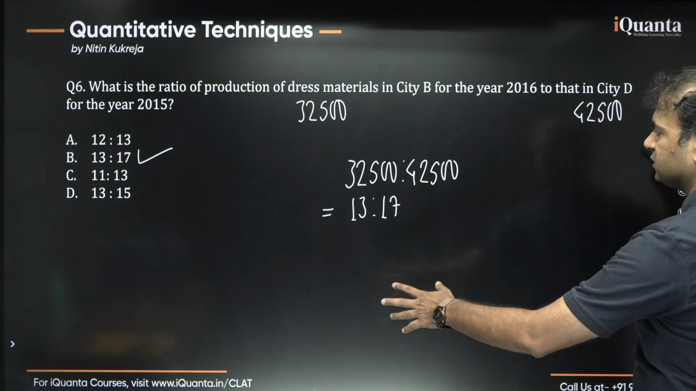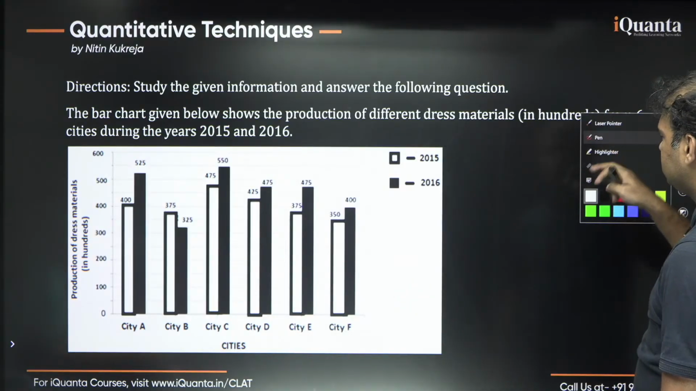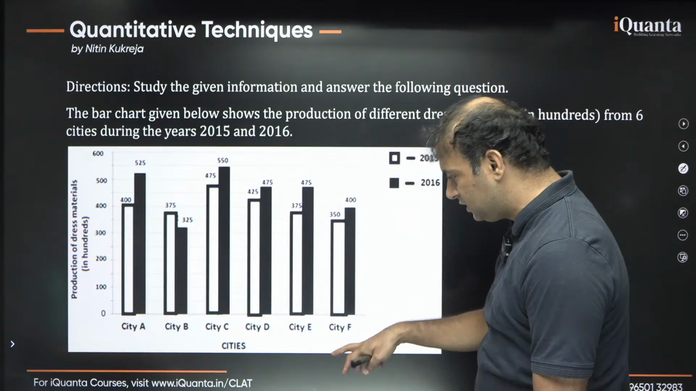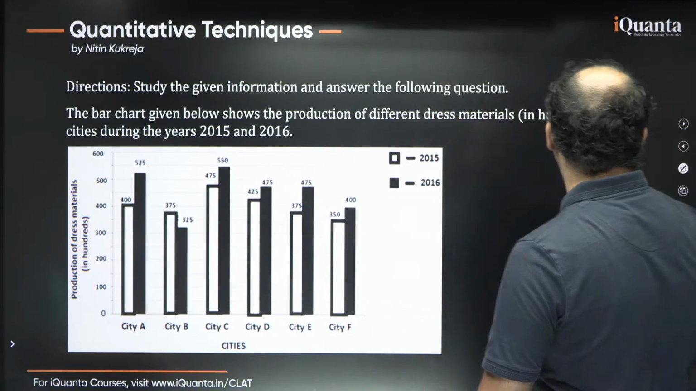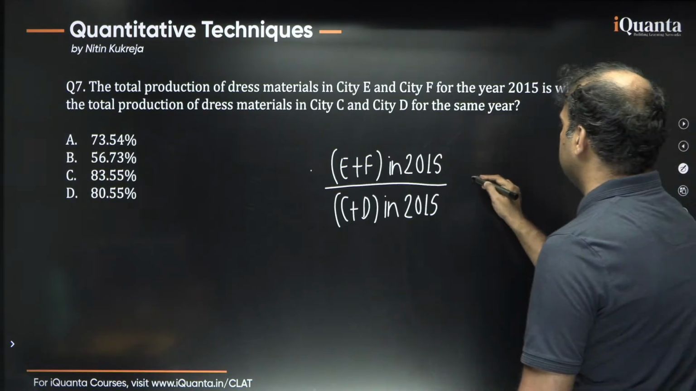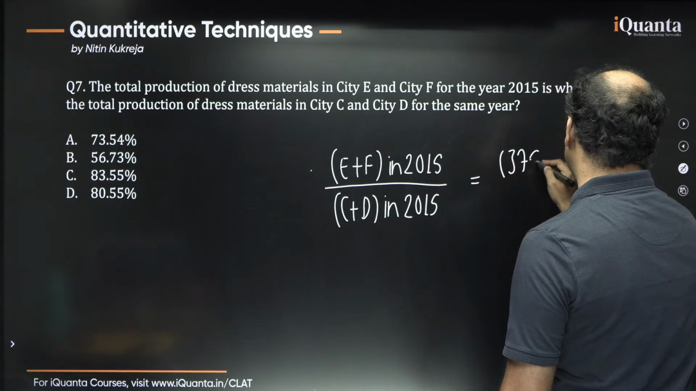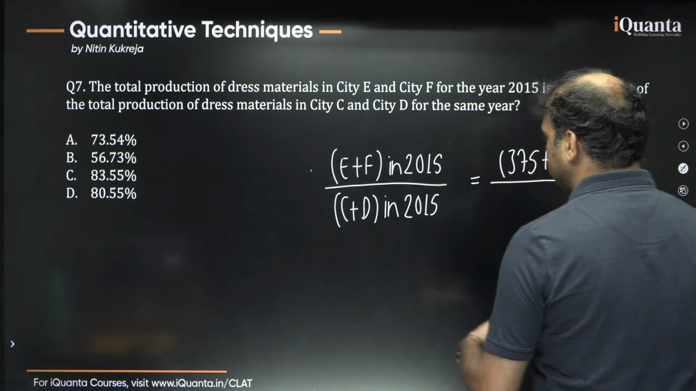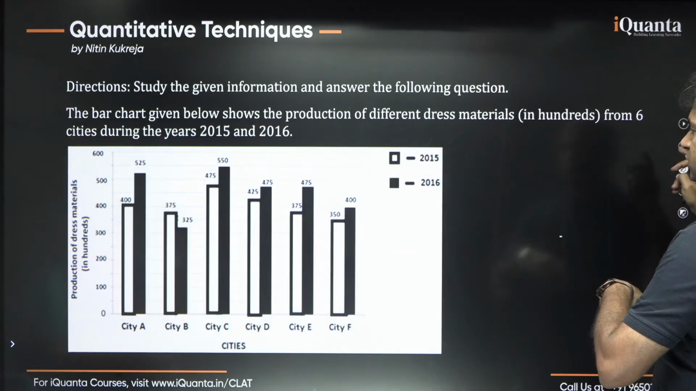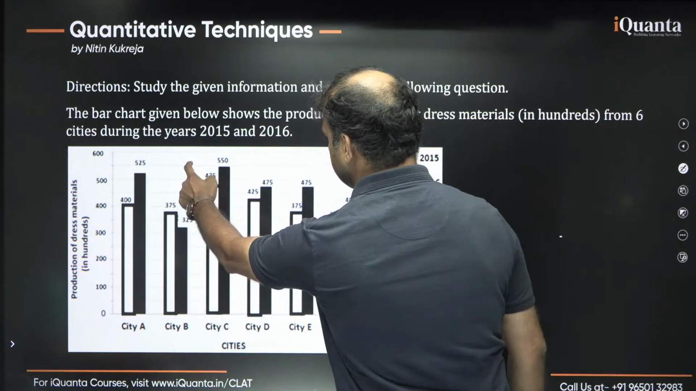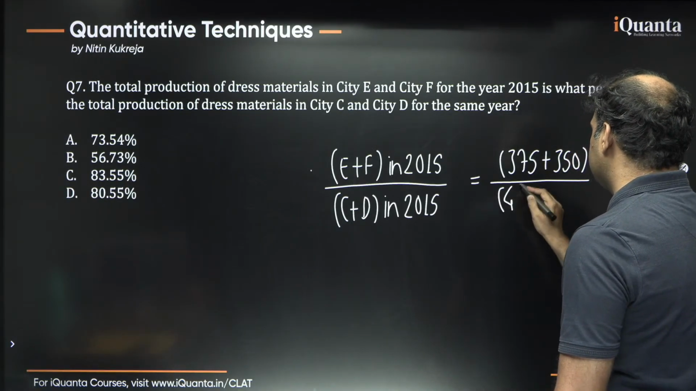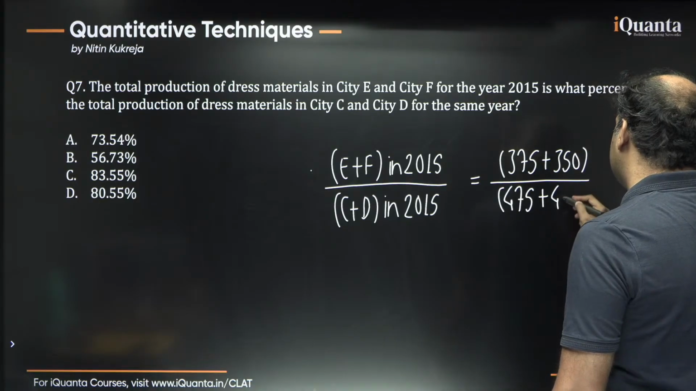E and F in 2015 is where? E is here and F is here. 2015 means white color. So 375 plus 350. Similarly, let's work on the remaining 2 cities, C and D, in 15 as well. C and D in 2015 is 475 plus 425. 475 plus 425 is how much? That we can say is 900.